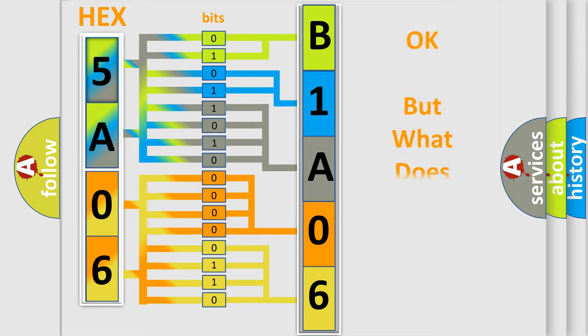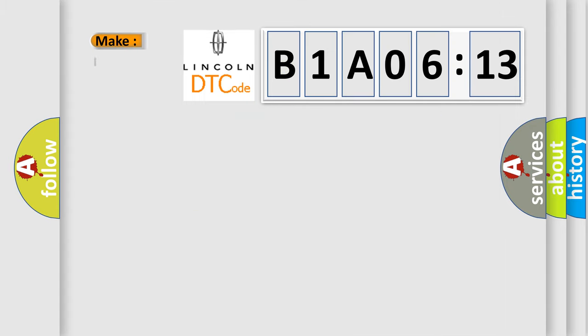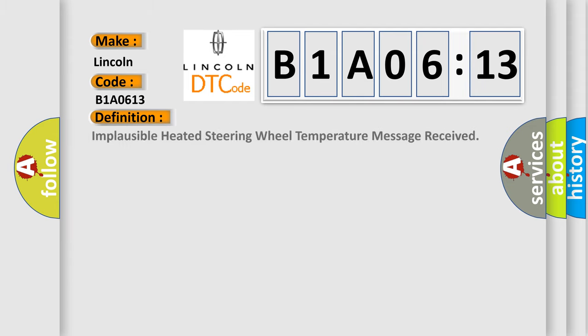The number itself does not make sense to us if we cannot assign information to what it actually expresses. So, what does the Diagnostic Trouble Code B1A06-13 interpret specifically for Lincoln car manufacturers? The basic definition is: implausible heated steering wheel temperature message received. And now this is a short description of this DTC code.